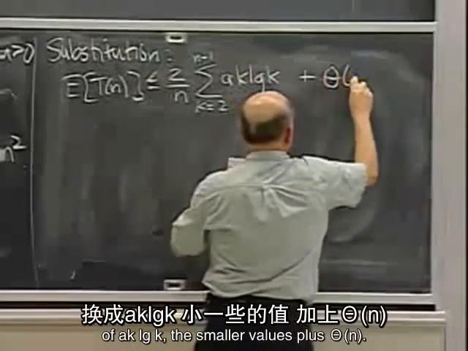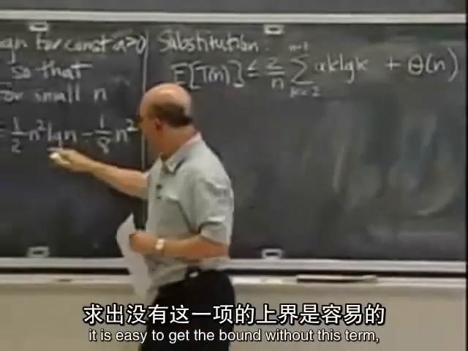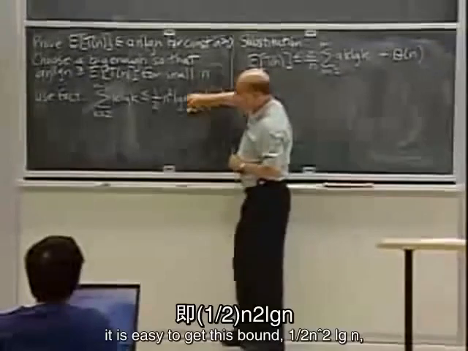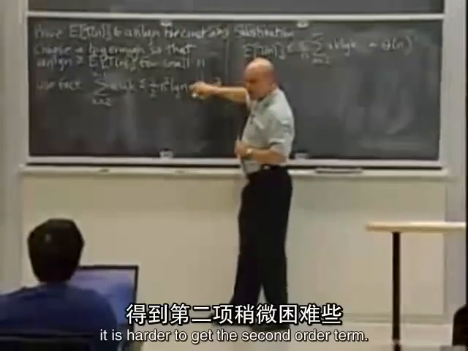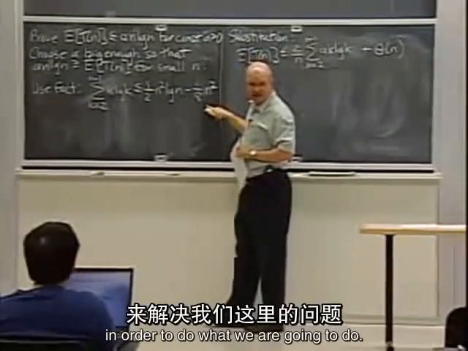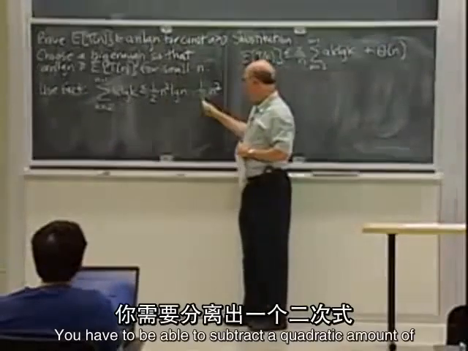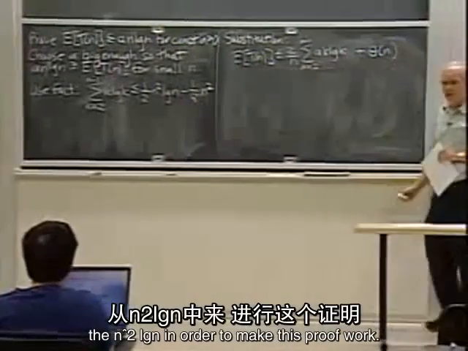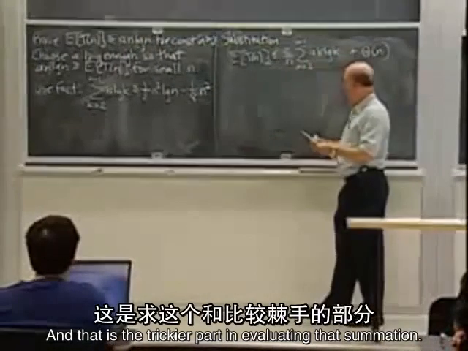Plus theta n. I might mention, by the way, that the hard part of doing this, it's easy to get the bound without this term. Okay, it's easy to get this bound, 1/2 n squared log n. Okay, it's harder to get the second order term. Turns out you need the second order term in order to do what we're going to do. You have to be able to subtract a quadratic amount from the n squared log n in order to make this proof work. And that's the trickier part in evaluating that summation.